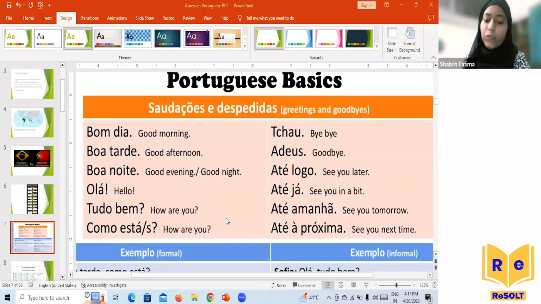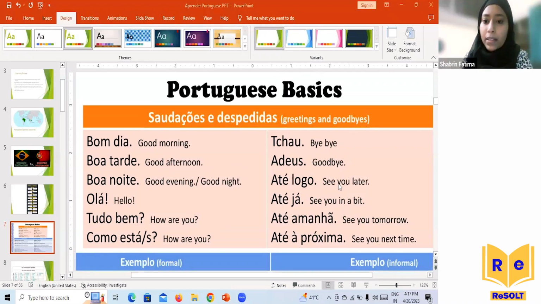If you want to ask someone how are you, you can say tudo bem. Tudo bem means how are you. Then we have another form of it. You can also say como está or como estás, depending upon the grammar. Como está means how are you?